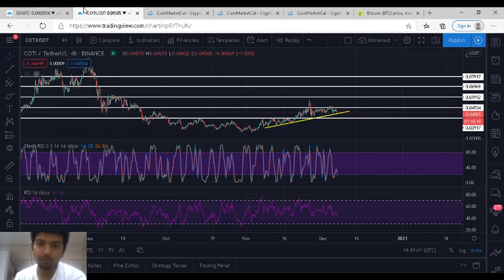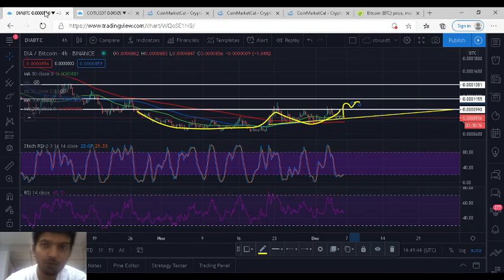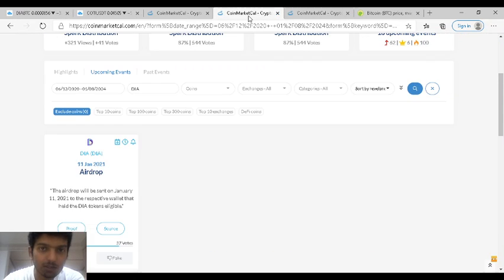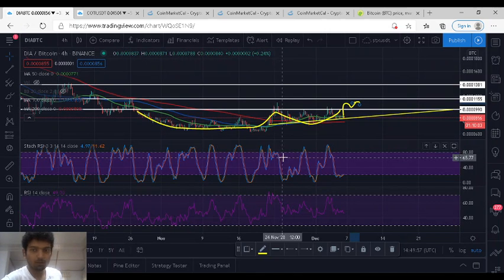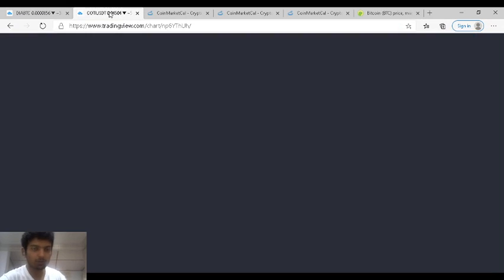Anyways, we have a reason to break out, which is news on the 11th of January: an airdrop happening for DIA. So it's a good trade for me personally.